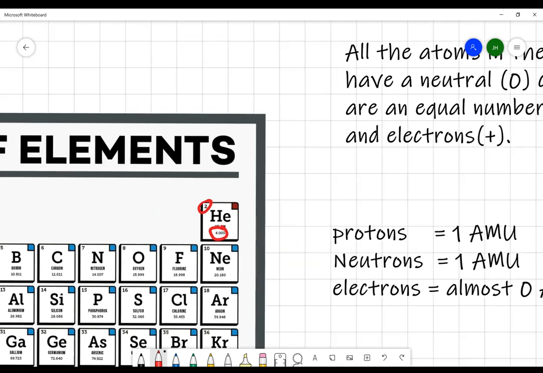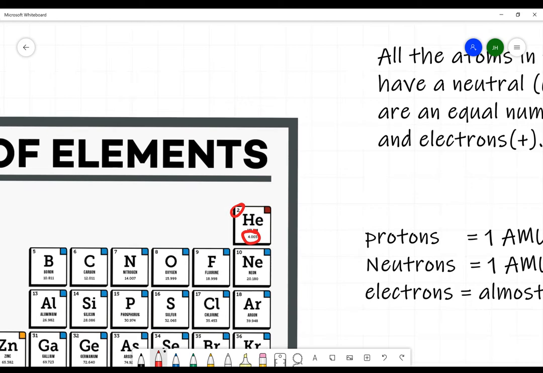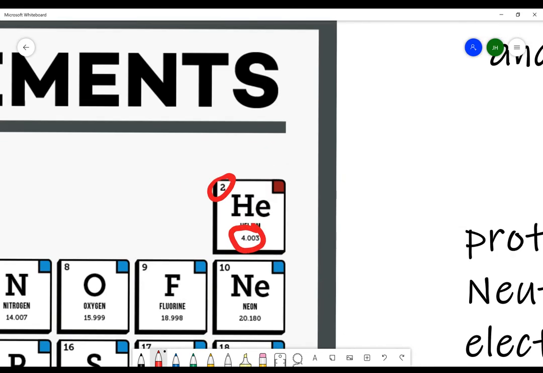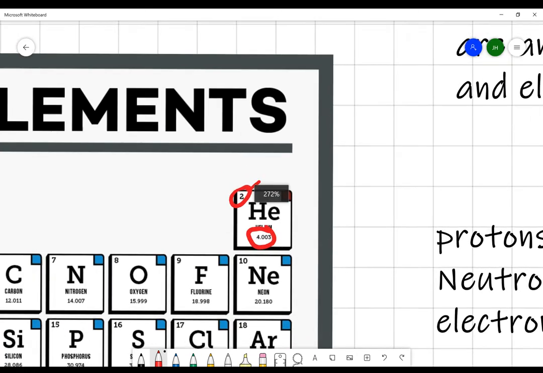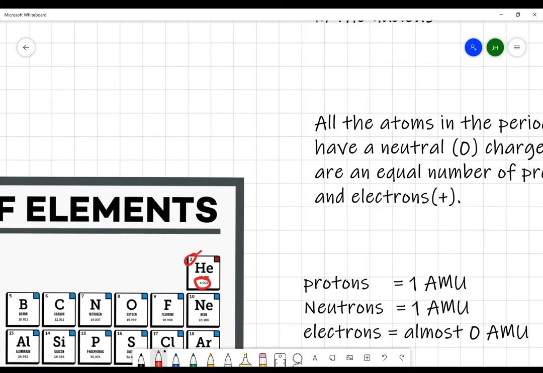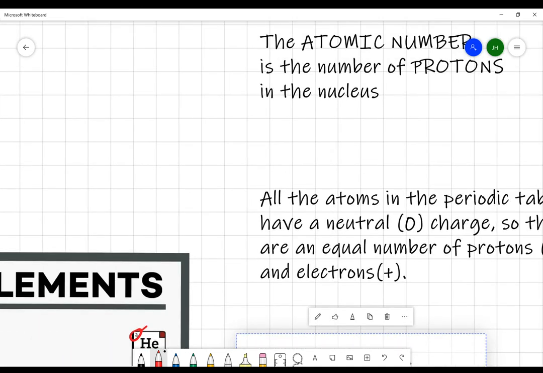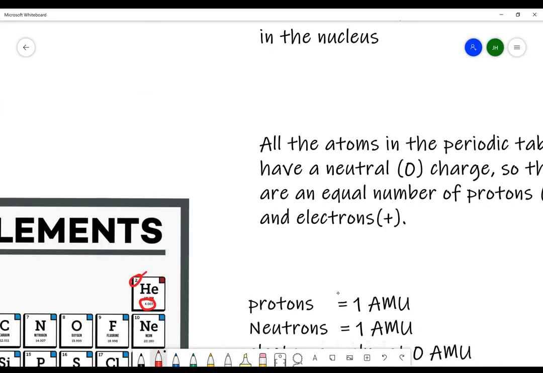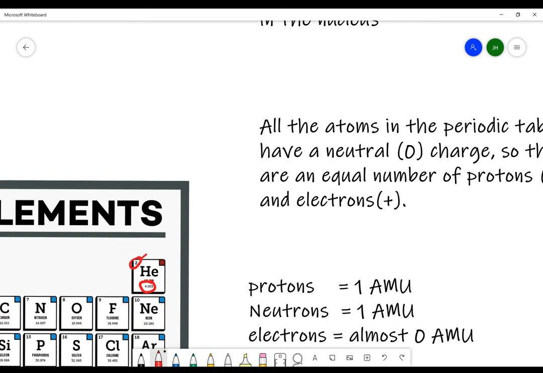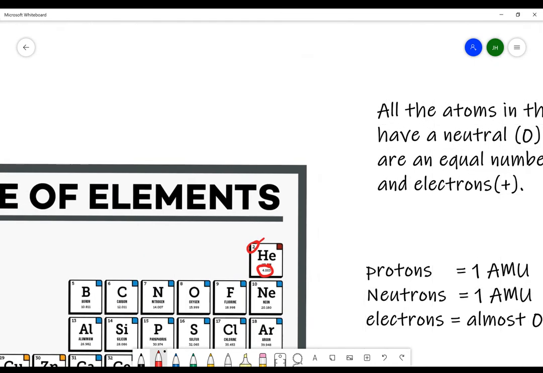If the atomic mass of helium is 4, then we know that there are a total of 4 protons or neutrons in the nucleus. Let's look at the atomic number again. The atomic number is the number of protons in the nucleus. This means that since the atomic number is 2, there are 2 protons in the nucleus of our atom. We can draw those first. So let's draw 1, 2 protons for this atom.